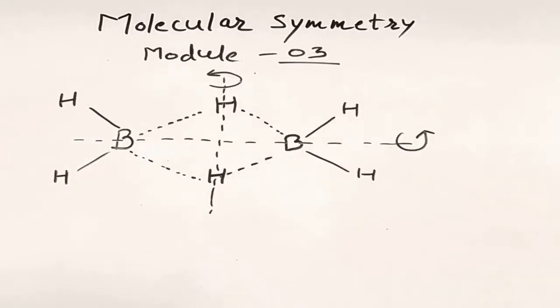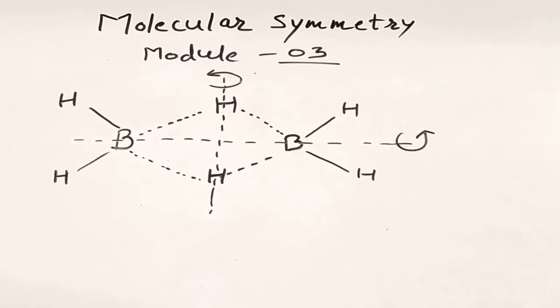Hello friends, welcome to module number 3 of molecular symmetry. In the last module, we have seen the total rotational axes present in a molecule. Out of those, one becomes the principal axis and the remaining become the subsidiary axes. We have seen examples like the water molecule, BF3 molecule and PtCl4 square planar molecule.